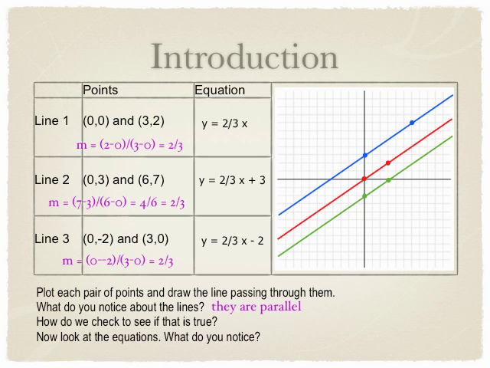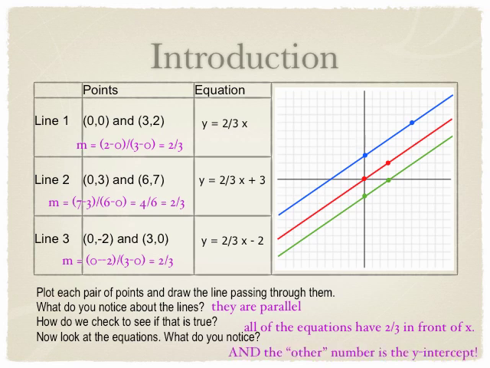Okay, the first thing that you might notice is that every single one of them has a 2/3 in front of the x. Now what's special about 2/3? 2/3 is the slope, so all of them have 2/3 in front of the x. And then the other number is where that line happens to cross the y-axis. You can see that in 2 places. You can look at the graph and notice that the red line crosses at 0, and there is no number after 2/3 x. The blue line crosses at 3, and in the equation there's a 3 after the 2/3 x. And the green line crosses at negative 2, and there's a negative 2 in the equation after 2/3 x.